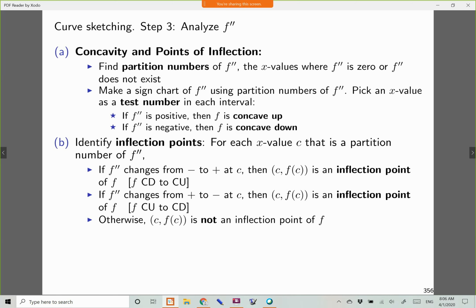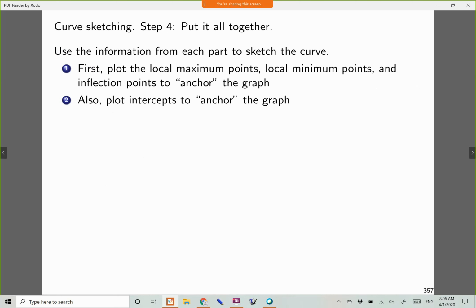So, okay, that was a lot of stuff. Basically, then step 4. A lot of the ideas we've seen here, actually all the ideas, other than the original domain and intercept stuff. So we'll put this all together, but the fourth and final step is to really just put all this information together. And it's a lot of information to put together, to be honest.